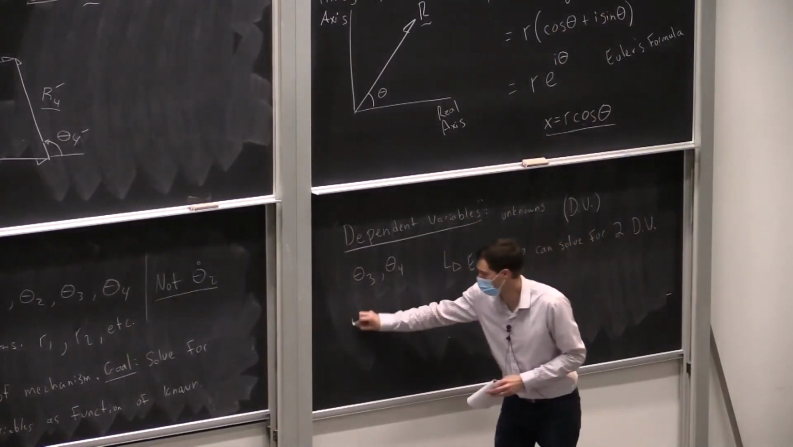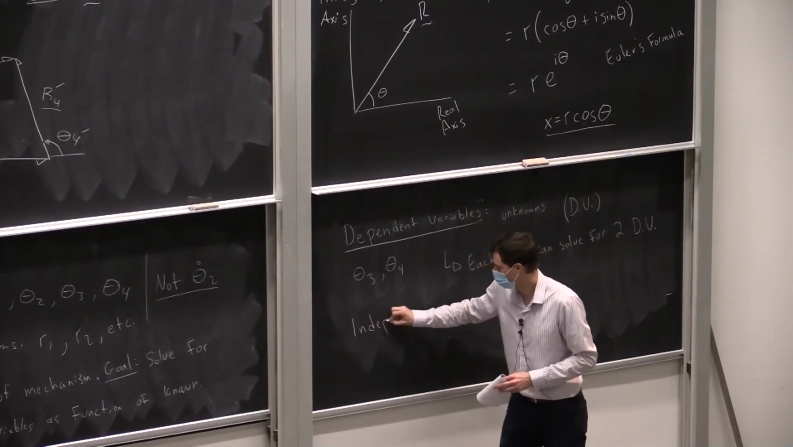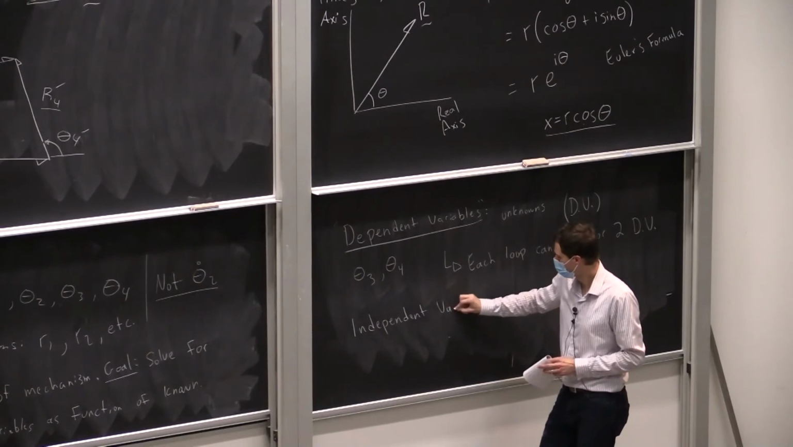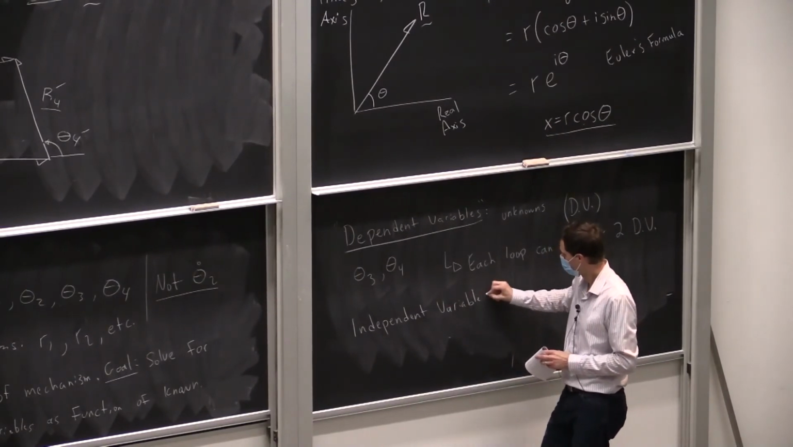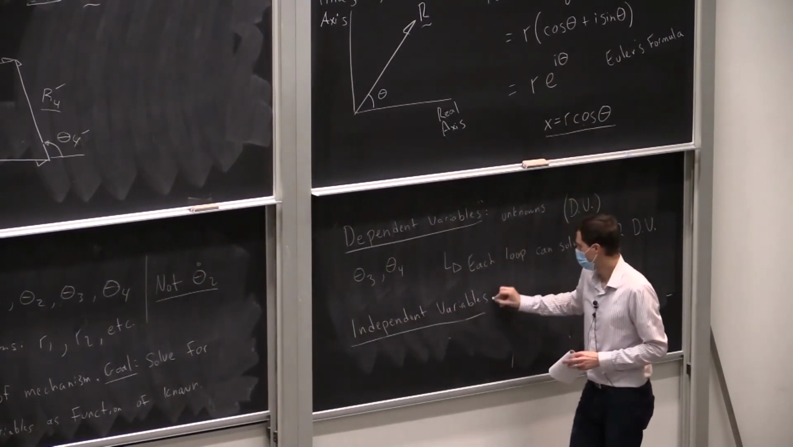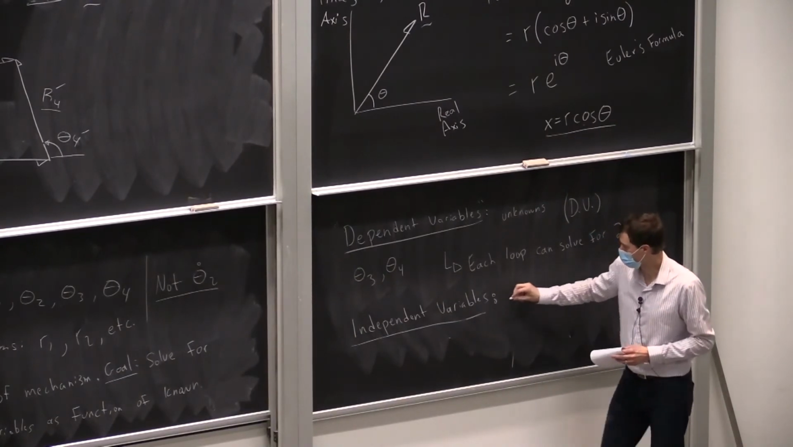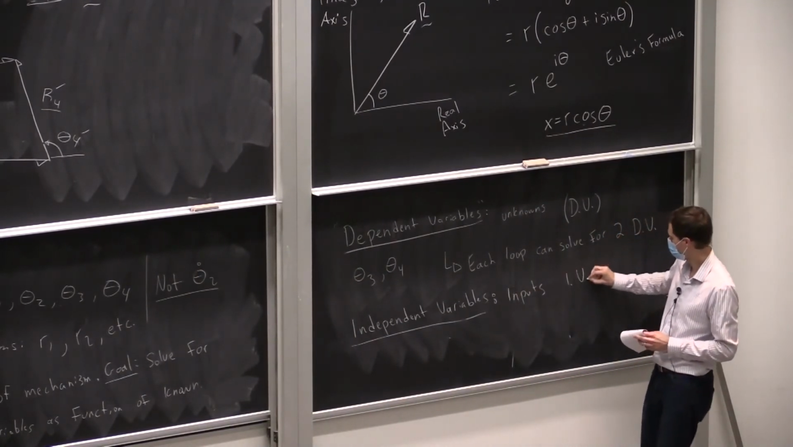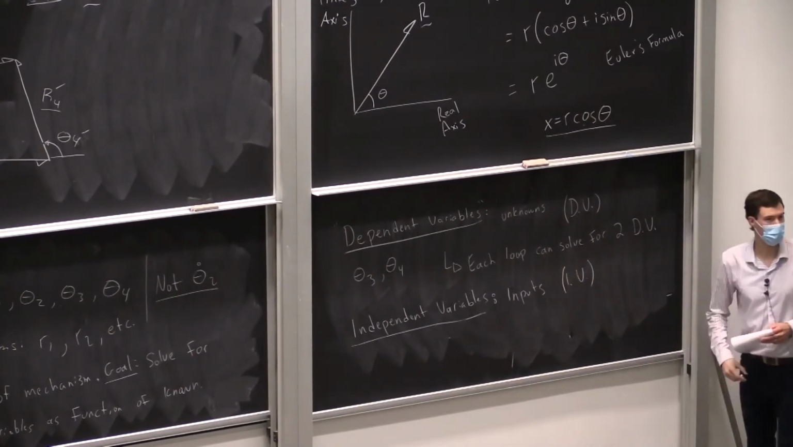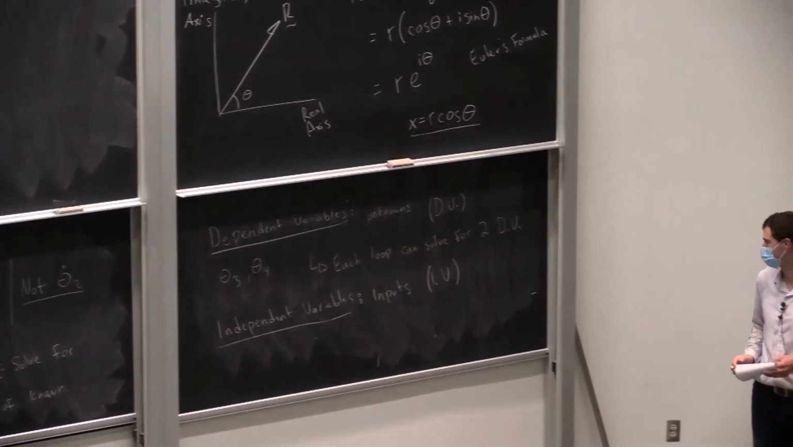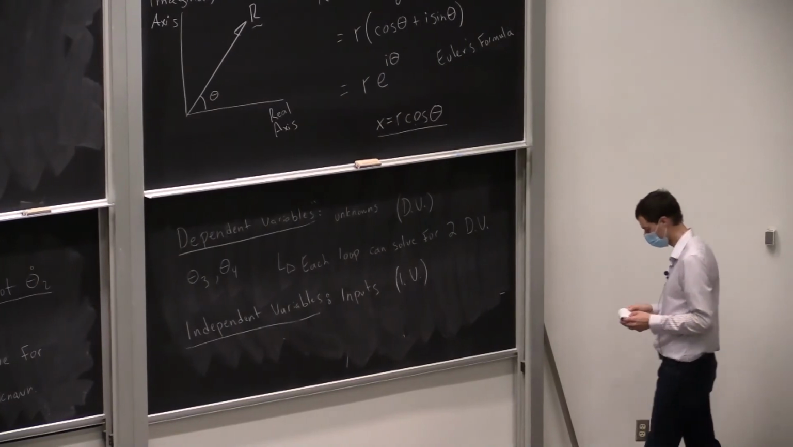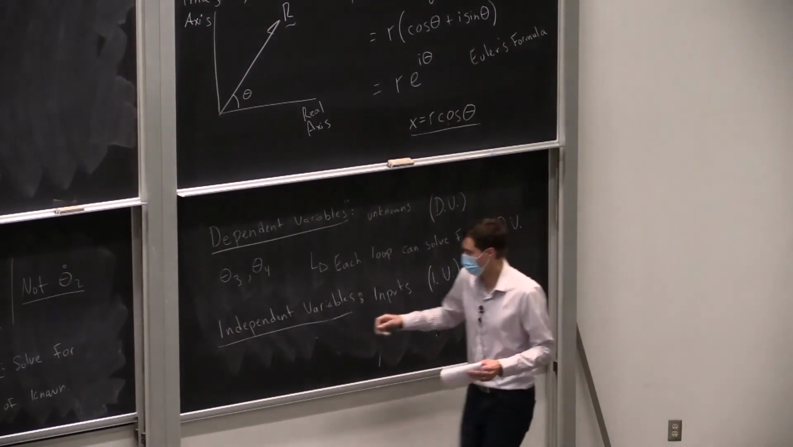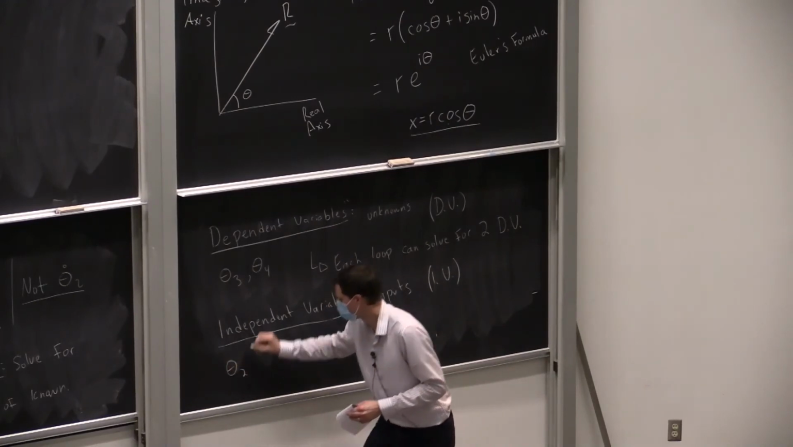So the other variables are going to be independent variables as our inputs. Okay, these are the knowns or inputs. We'll often call them IV, independent variables. Okay, for our mechanism, that's theta 2, our input.